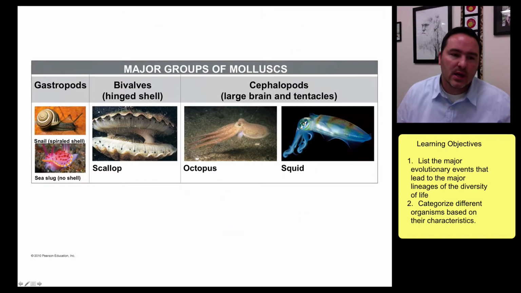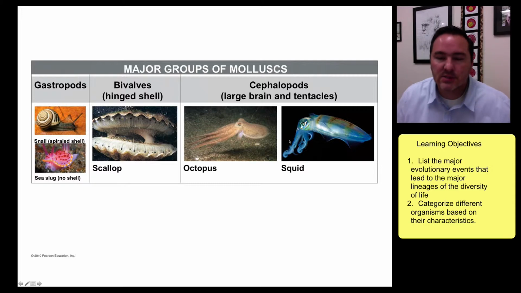Then we're going to look at the mollusks. The mollusks can be divided into some main groups, like the gastropods, snails and sea slugs; the bivalves, which are all of the hinged shells, organisms like scallops; and then the cephalopods, octopus and squid and so forth. And these are the different groups of mollusks.